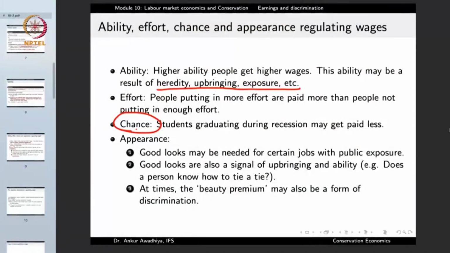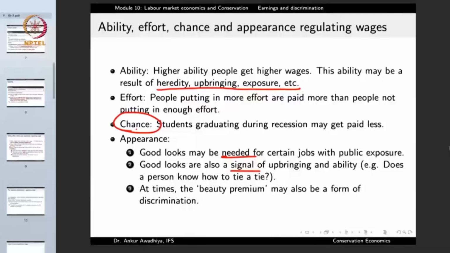Good looks are also a signal of upbringing and ability. So they might be needed, or they might act as a signal. Now, it is a signal of upbringing and ability. Example, does a person know how to tie a tie or not? In this case, it is acting as a signal, because if a person knows how to wear a tie properly, if a person knows how to wear a suit properly, then probably they have been brought up in an environment where these things were already taught to them.